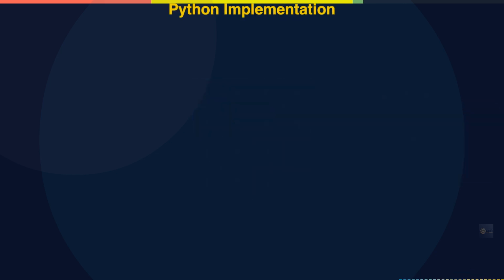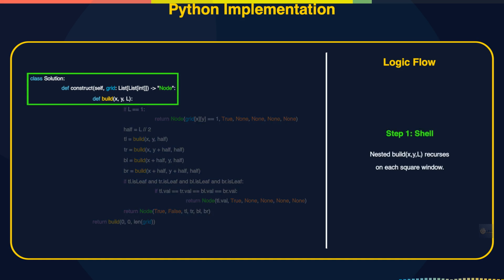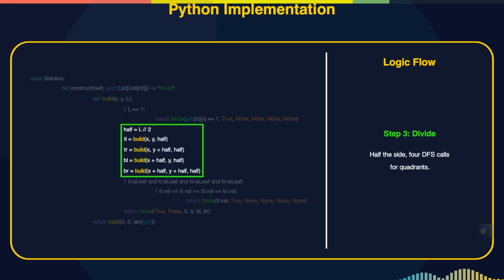Now let us read the Python code. We define a helper called build that takes x, y, and side length L. If L equals 1, we return a node from that single grid cell as a leaf. We compute half as L divided by 2.